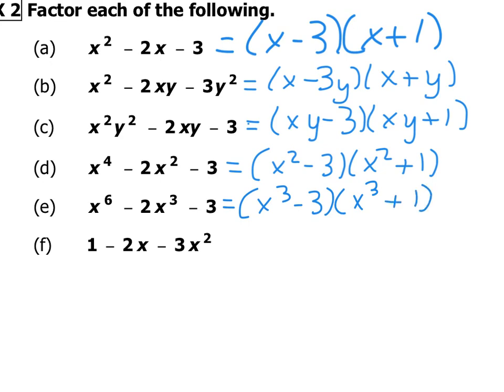Now my last one, this is probably a little more difficult. This, instead of starting with x and x, is going to start with 1 and 1. And what I'm going to end with was my minus 3 and plus 1, but I'm going to put my x's with it. So minus 3x, and instead of plus 1, I have plus x. When I FOIL these, I can check to make sure that I got the same trinomial that I began with.